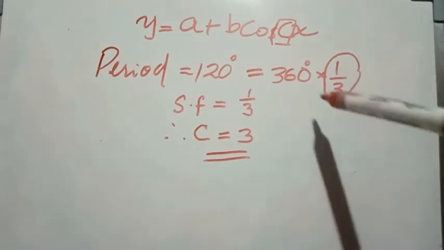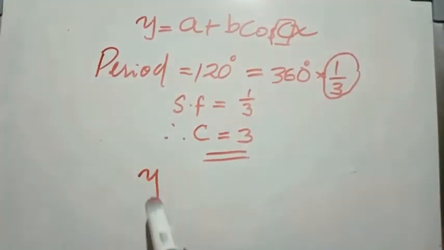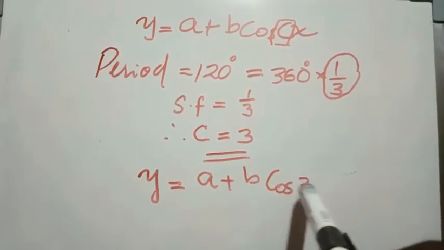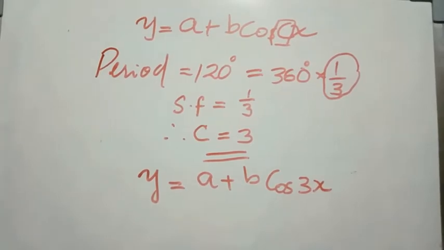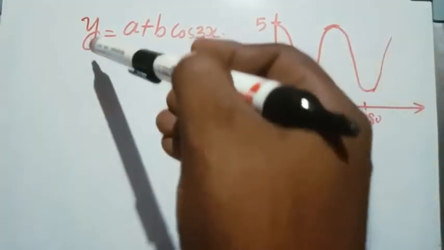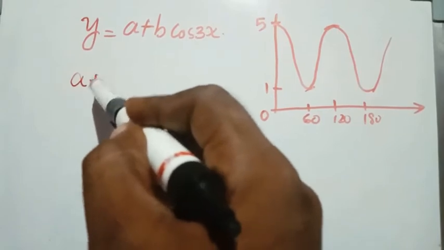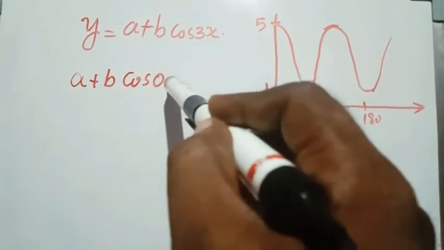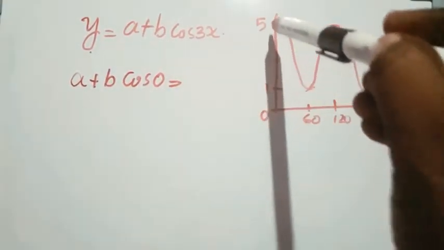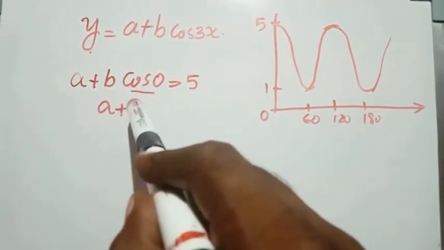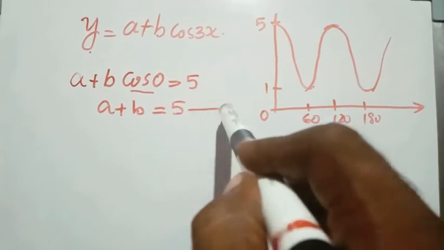As a result, we got the expression y is equal to a plus b cos 3x. Now we can use the previous method to find the values of a and b. If we consider x as 0 degrees, we get a plus b cos 3 into 0, that is cos 0, is equal to y. At 0 degrees y is 5, and you know cos 0 is 1, so we get a plus b is equal to 5 as equation number 1.